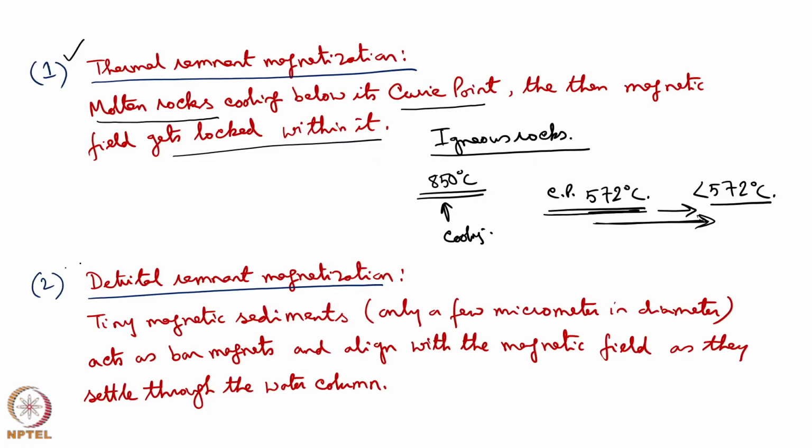Let us take the detrital remnant magnetization. Here the tiny magnetic sediments, note we are using the word sediments. What can be the size of these sedimentary grains? They can be only a few micrometers in diameter. Note, diameter is a word closer to near circular or circular grain size. And what happens? These magnetic sediments act like bar magnets, and that is what I said.